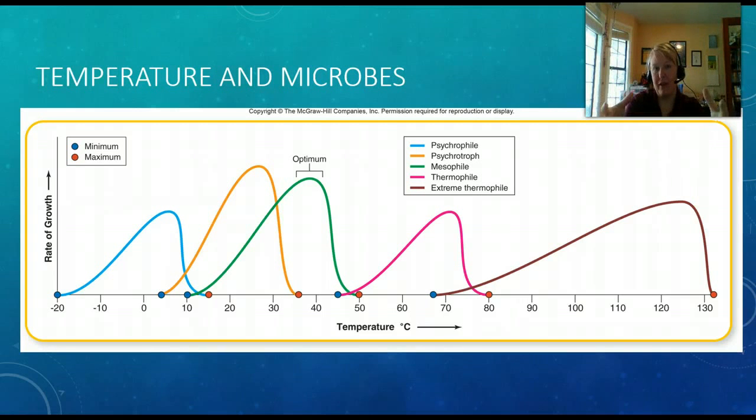We then have thermophiles. These like warmer environments such as bath water. And then you have the extreme thermophiles. These are the ones that you find living in hot springs or other areas like that. And as you can see, those extreme thermophiles, because there's such a big wide range in that class, have a huge temperature curve on it.